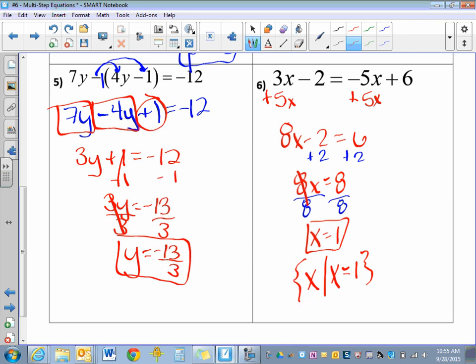Curly brace, curly brace. Any questions on that one? Same idea, just combining like terms. Notice we can substitute our 1 back in. We can substitute 1 in for x and check to see that it's true. So if I did that, I have 3 times 1 minus 2. Does this equal negative 5 times 1 plus 6? We've done this before where we were checking to see if something was a solution. Well, now we're checking our own answer to see if it is a solution.